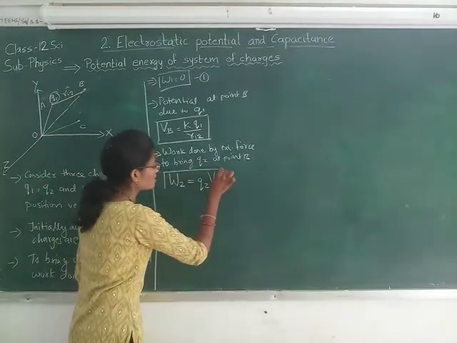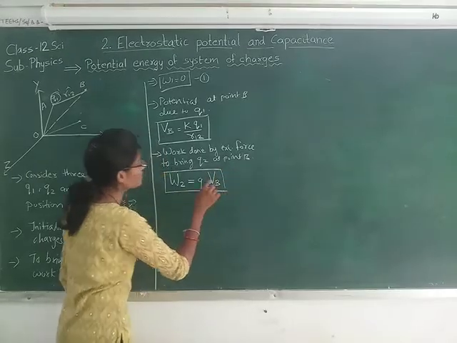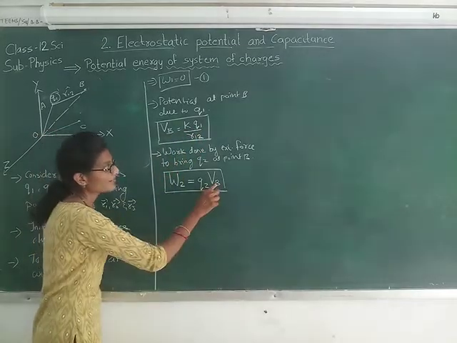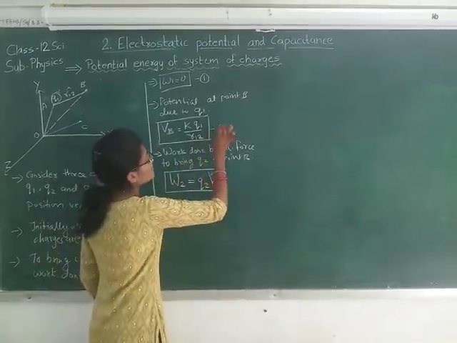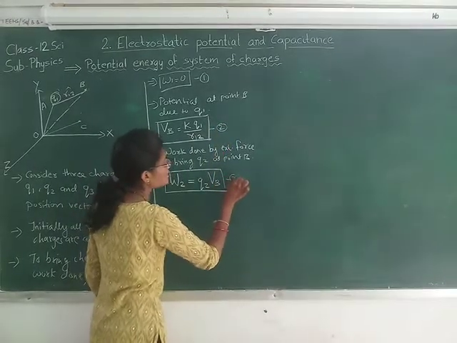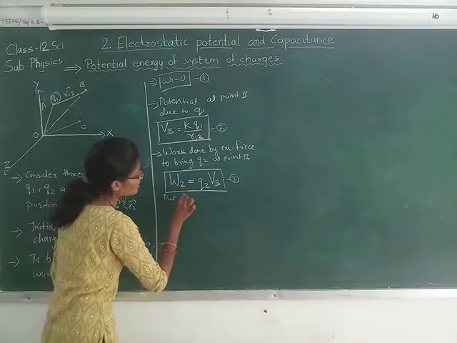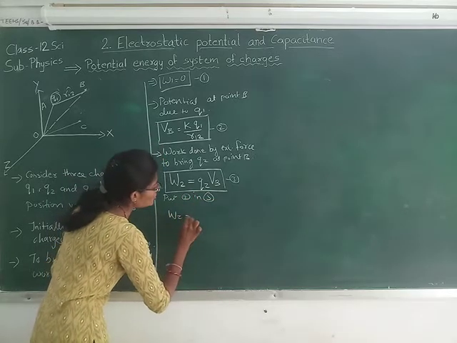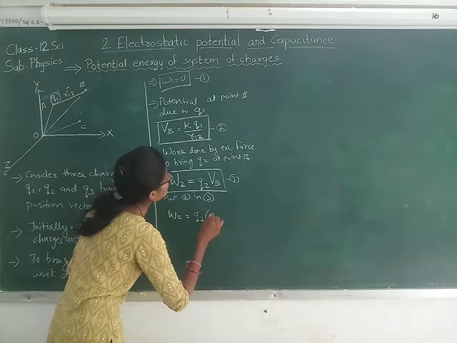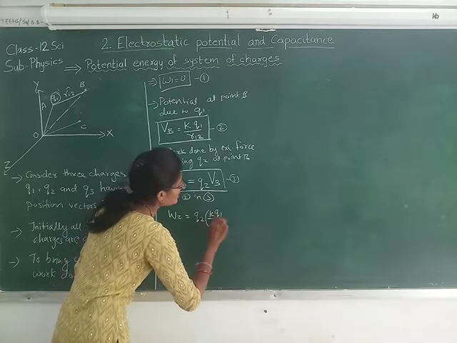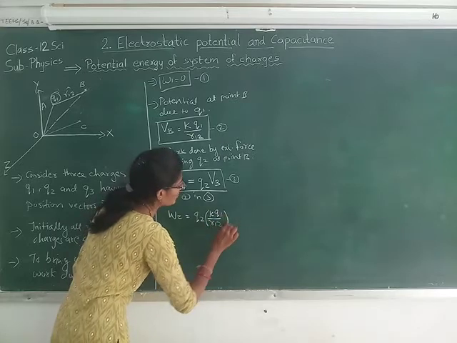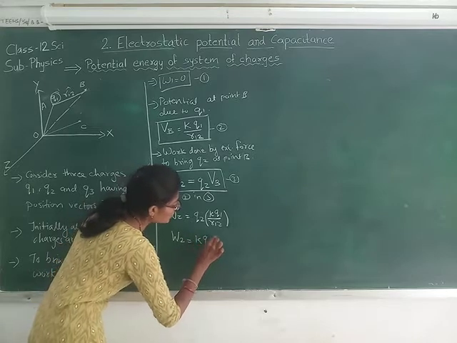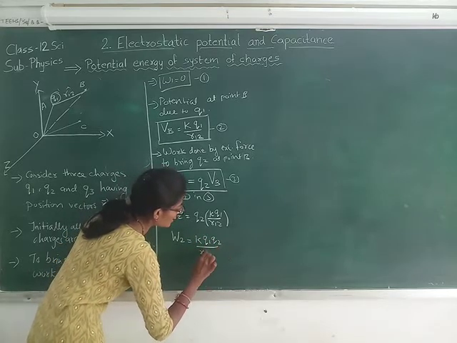So this is another equation. Now see, what is VB over here? That is KQ1 upon R12. So let us place this equation in this. Let this be equation 2. Let this be equation 3. Put 2 in 3. What we get? W2 equals Q2 into KQ1 upon R12. Let us rearrange this. That is, W2 is equal to KQ1Q2 upon R12.